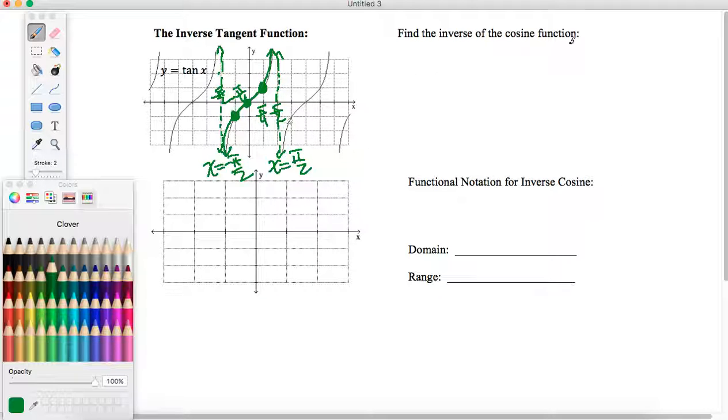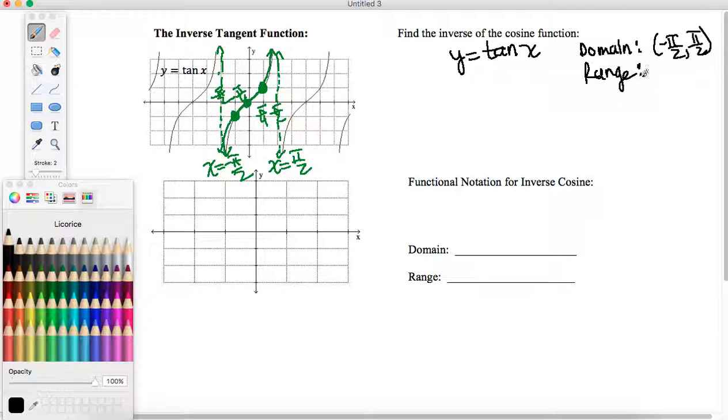Remember, if I look at the domain of my tangent function, y equals tangent of x, it is a complicated domain. But now that I've made it one-to-one, and I'm only looking at that one single part of my function, my domain is now from negative pi over 2 to pi over 2, and my range goes from negative infinity to positive infinity, so it's all real numbers.